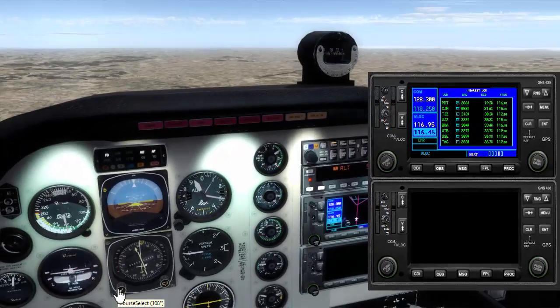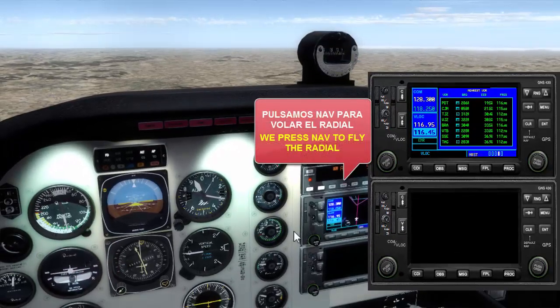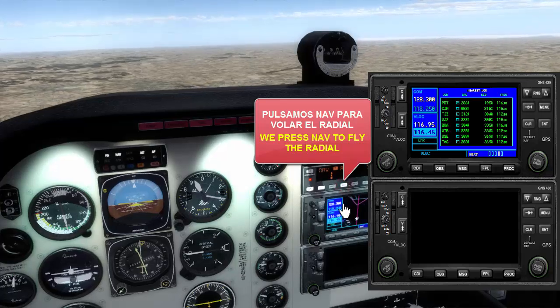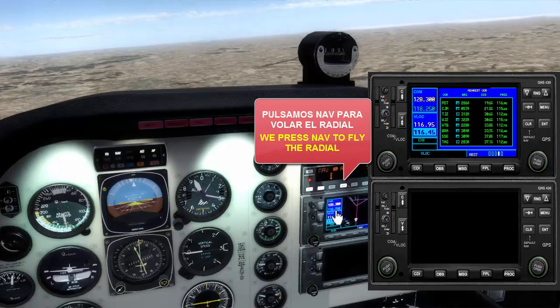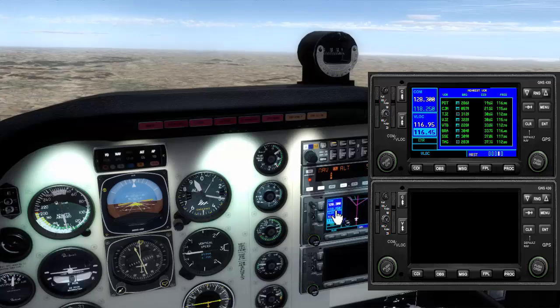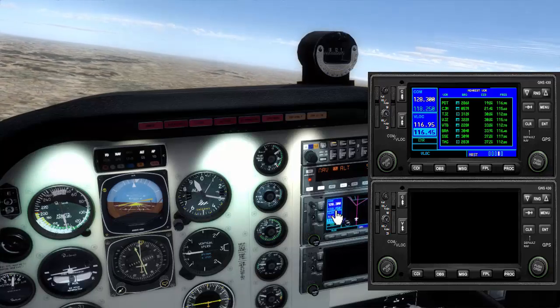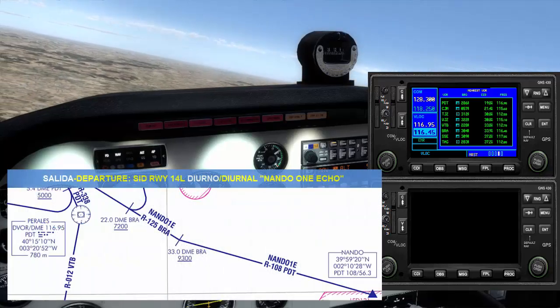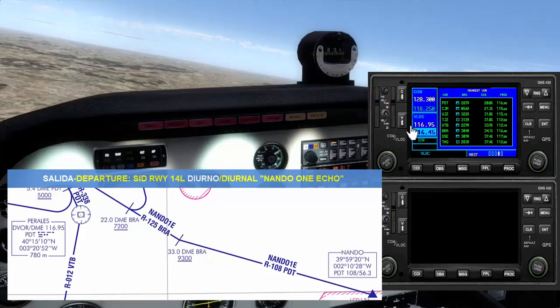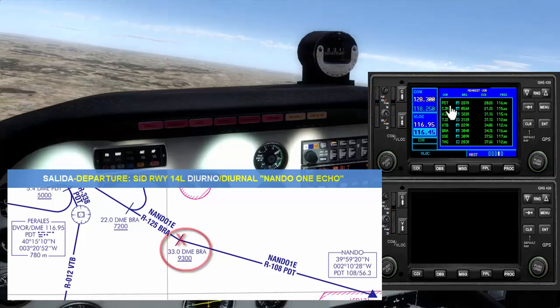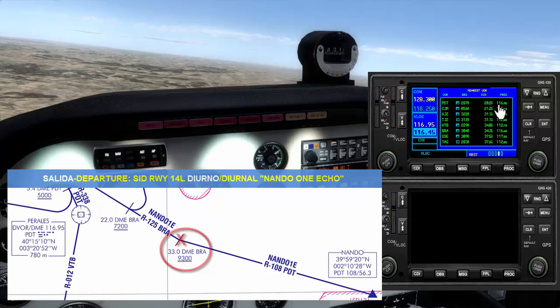This is the yellow radial, and right now what we did is to select a different radial, the radial 108 from the Papa Delta Tango VOR. This is the Perales VOR, and we press the navigation button to make sure our aircraft is following the radial 108 from the Perales VOR.